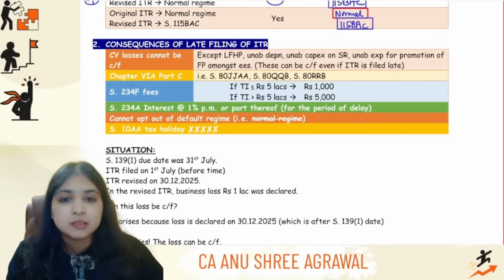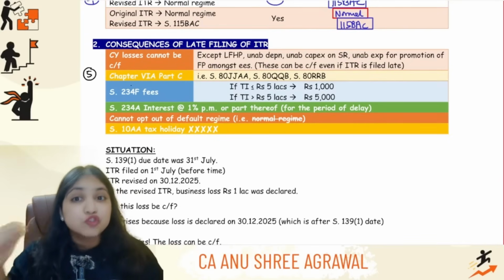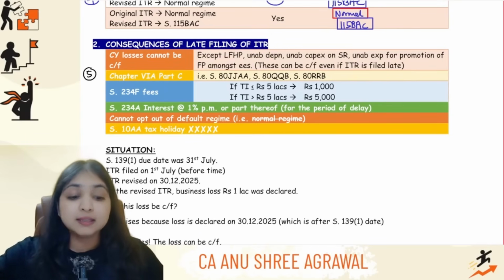Okay. Then comes the 5th point. What will happen if you file the ITR late? What are the consequences of filing ITR late? Very popular 4 marks or 5 marks straightforward theory question. What are the consequences of filing ITR late? There are totally 6 consequences of filing ITR late.